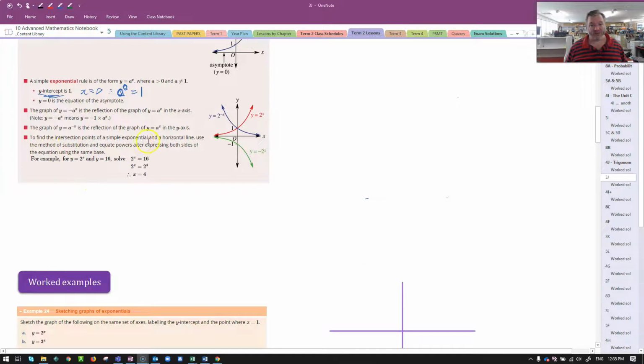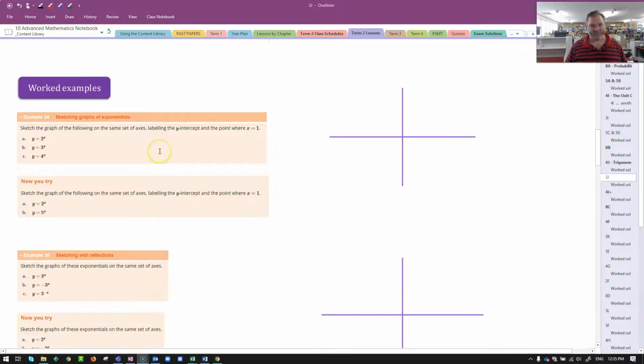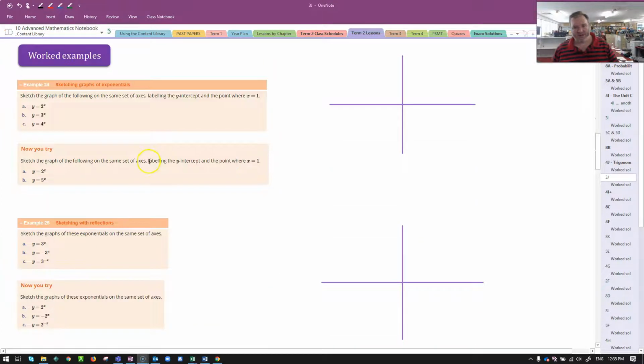To find the intersection of a simple exponential and a horizontal line, use the method of substitution, equate the powers. That's what we did in 3i. So we've got y equals 2 to the x, and I want to know where y equals 16. 16 is 2 to the power of 4, therefore x equals 4. We did that already. Some worked examples, sketching the graphs.